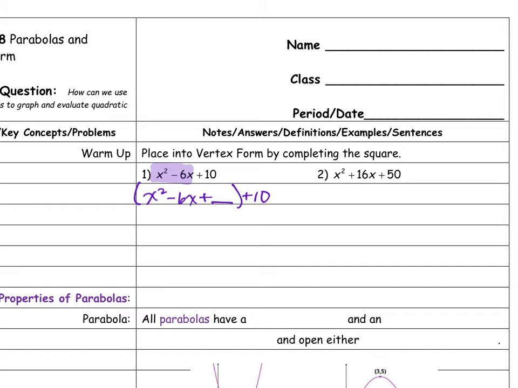So what goes on that line is I take this number, the 6, and I take the negative 6, and I divide it by 2, and then I square it. So that becomes negative 3 squared, which is 9. So that's 9. And if I add 9, I have to subtract it.